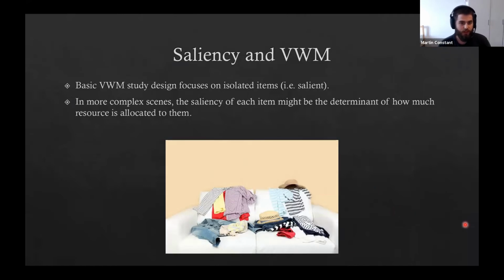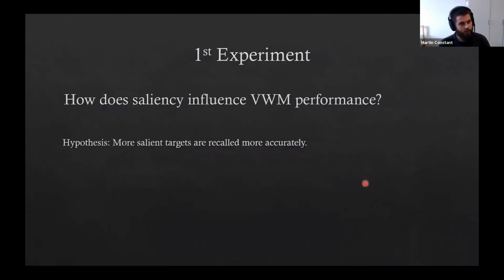We argue that the saliency of each item might be the determinant of how much resource is allocated to them. So for instance, one could say that this red shirt is salient. And if we were asked to remember this color later, it would be better remembered than this white striped shirt. So for this, we designed 5 experiments, which I'm going to talk to you about.